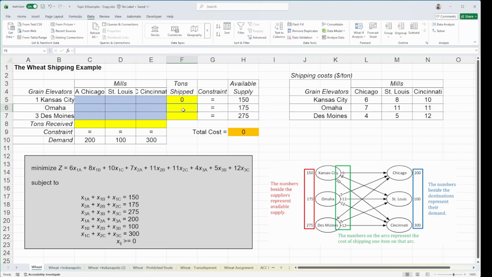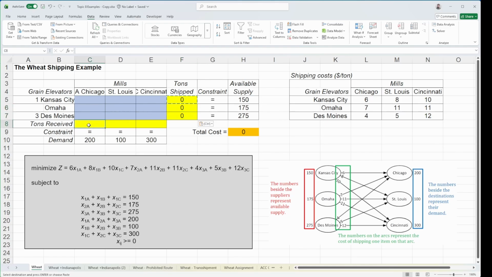Same thing for the cell F6 and F7. So we just need to do a sum over the 3 blue cells that are on the left of the yellow cell. I think I can just copy and paste it here. So this is C6 through E6, C7 through E7.